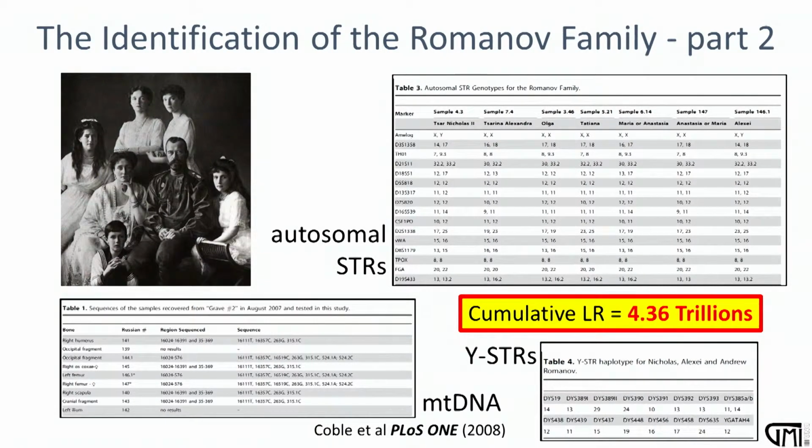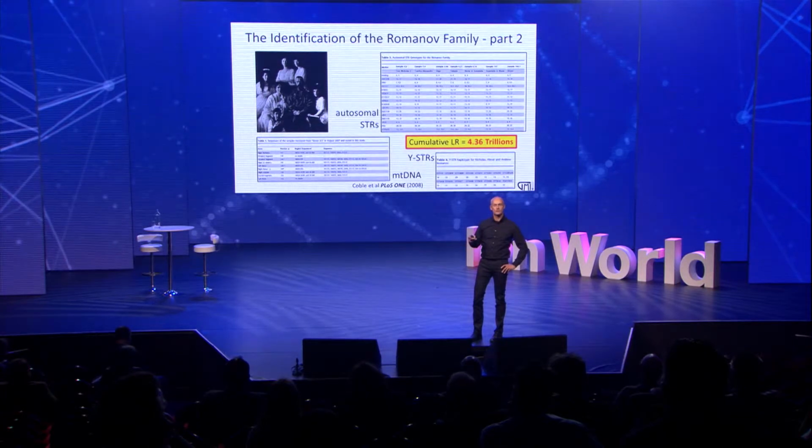What you usually have at court, if you have an LR of 1,000, is considered to provide strong evidence in favor of the first hypothesis, which is usually, yes, this is the person, or this is the father of this person. And by this value, there are no doubts that the Romanov family is identified and the case can be closed.